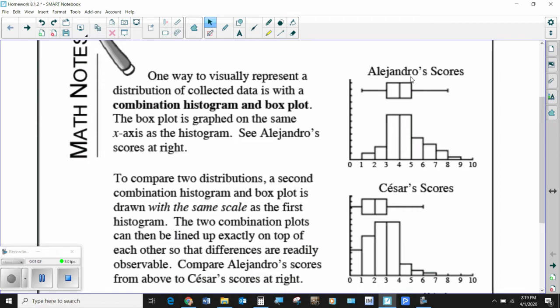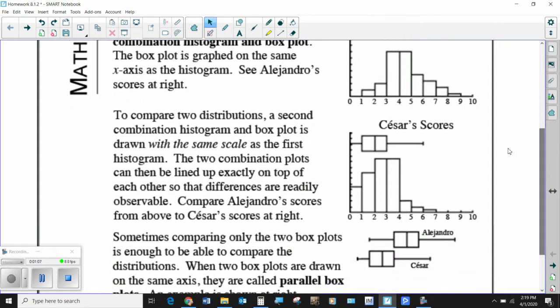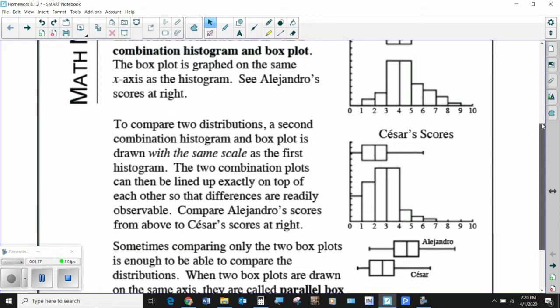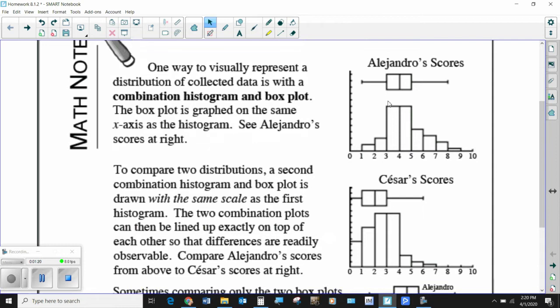This is Alejandro's scores. I'm not sure what he's playing, and Caesar's scores, and you can see that Caesar, his minimum score was a 0, his maximum was a 6, and his median was a 2, and the range here goes from 1 to 3. So sometimes you can mix data displays like this because both the box plot and the histogram reference the number line.